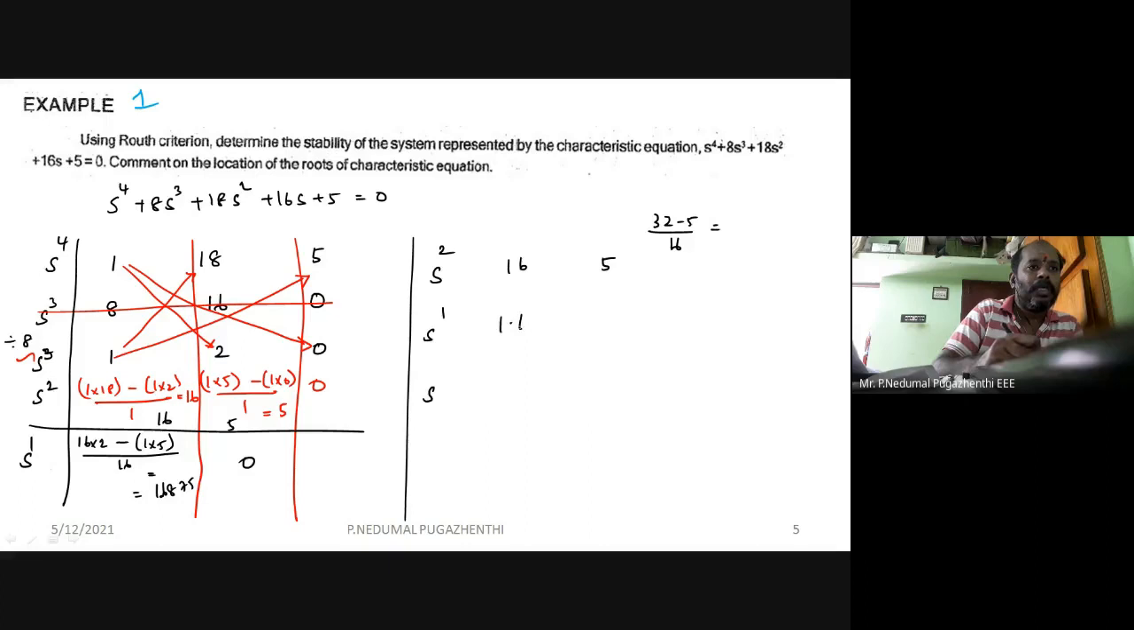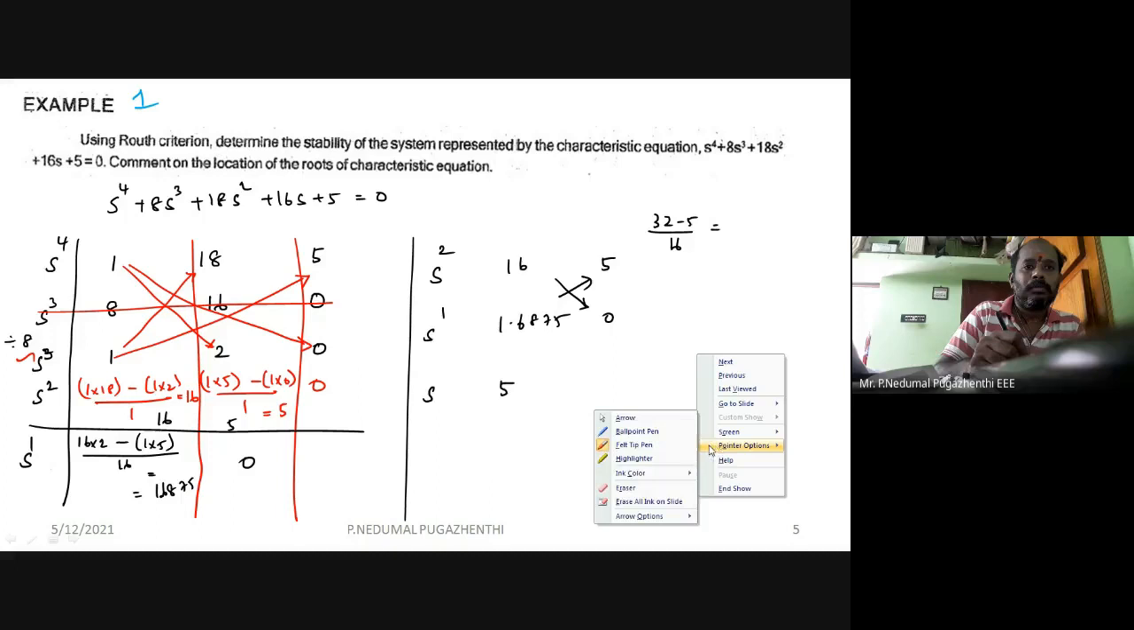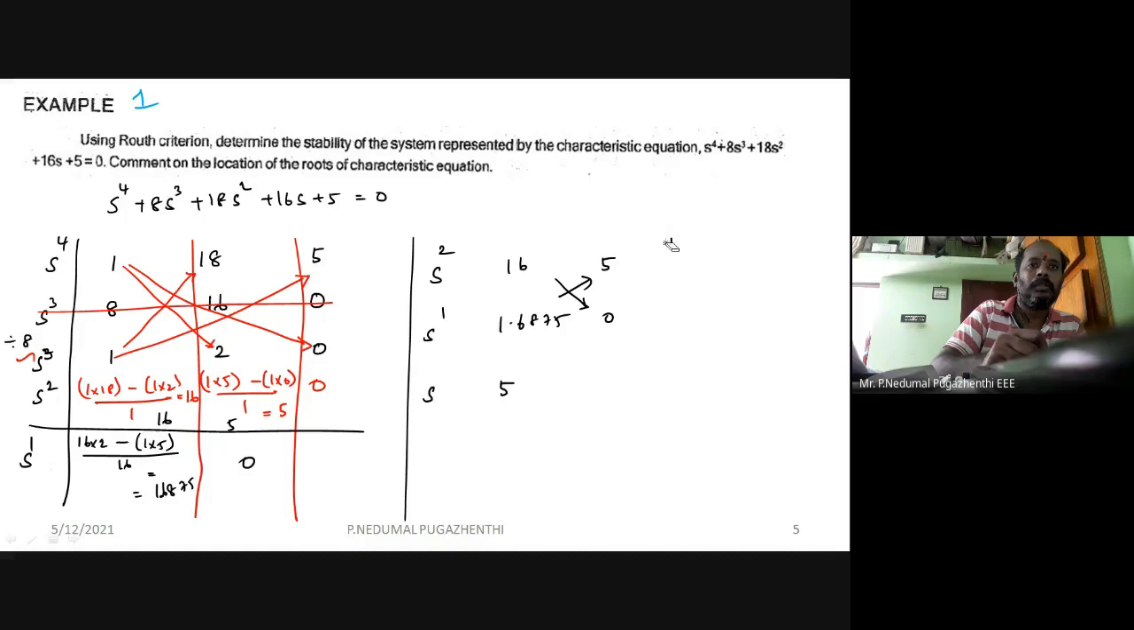What is s then? 1.6875 into 5 minus 0 divided by 1.6875. So I will get 5. If I multiply this, subtract it with this, and divide by this one, I will get 5. Yes or no? Check that. Yes.